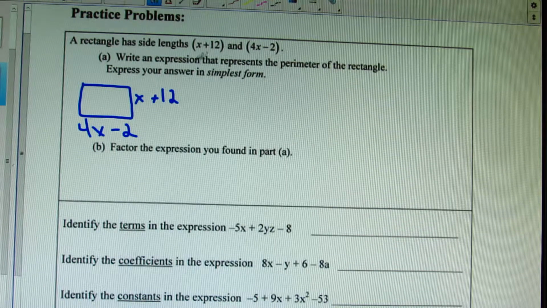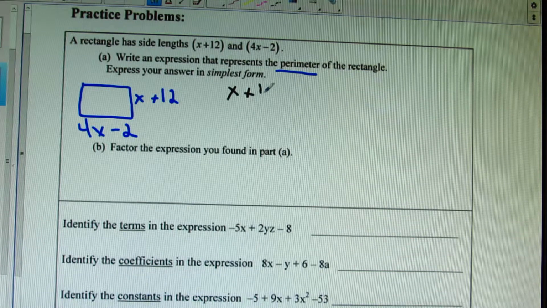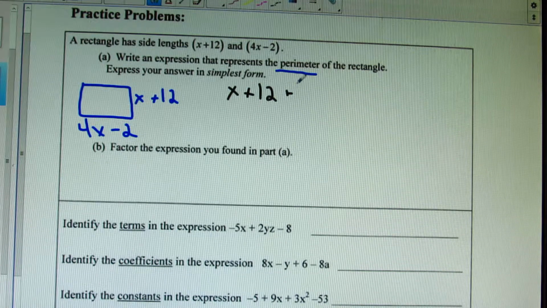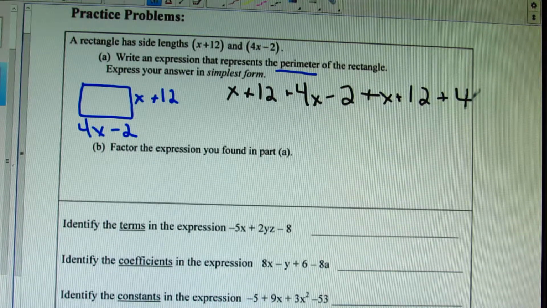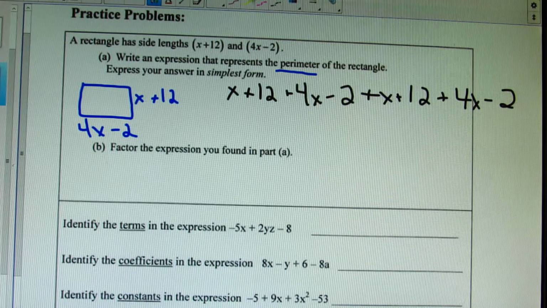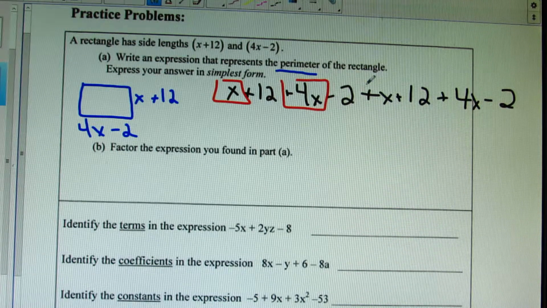And I want to do the perimeter. Perimeter means add all of the sides. So I'm going to have to write a pretty big adding problem here. X plus 12 plus 4x minus 2. Another x plus 12. And another 4x minus 2. Whew. It's a really long problem. Now it says express your answer in simplest form. That means I'm going to have to combine like terms.